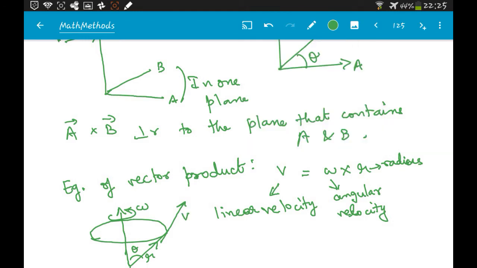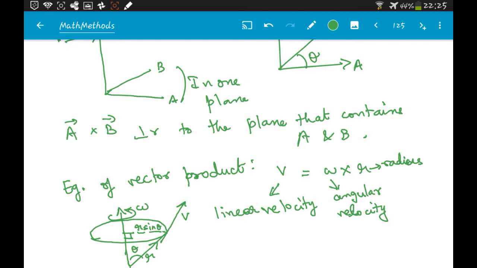So this is going to be your r sine theta, because this is 90 degrees. So essentially this V is going to be your linear velocity, which is a cross product of omega and r. So this is an example of a vector product, a cross product.